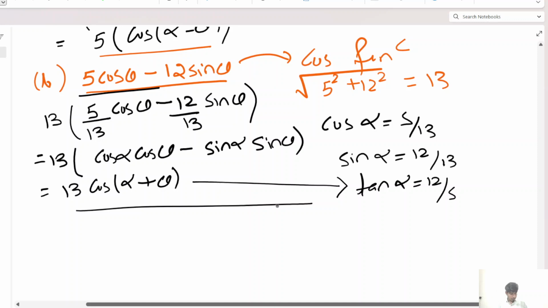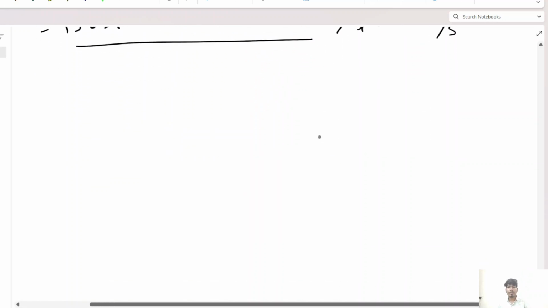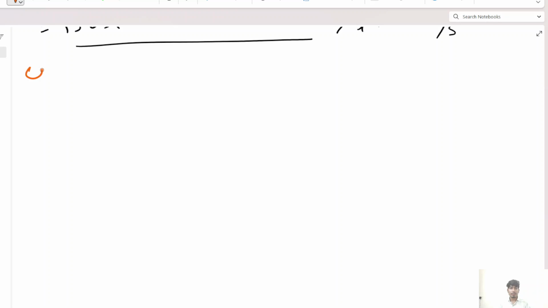Okay, so we do a good question. Now what is the statement of the question? One minute, this question is: under the root 3 cosecant 20 degree minus secant 20 degree. Okay, this is our question. We have to find the value of this.